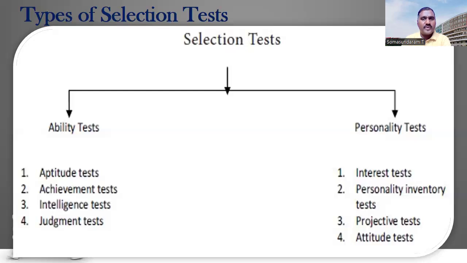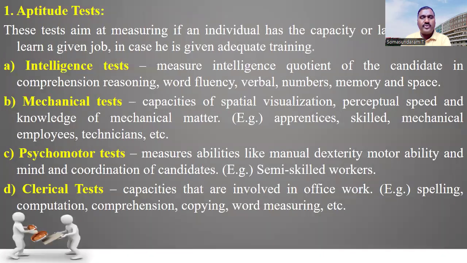Under the ability test, we have the aptitude test, achievement test, intelligence test, and judgment test. Under the personality test, we have the interest test, personality inventory test, and attitude test. We'll discuss them one by one now. When you talk about the aptitude test, not all companies will follow this. It depends on measuring the quantitative aptitude ability of the candidates.